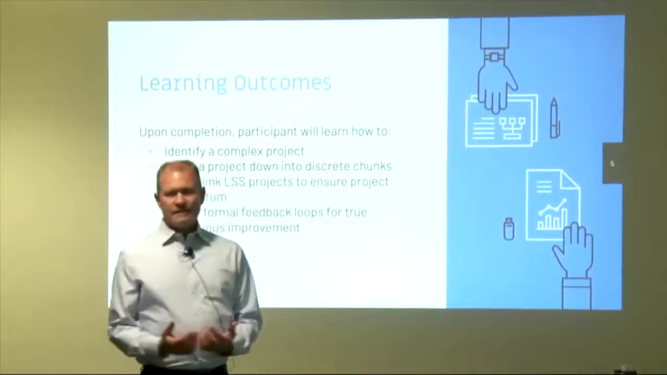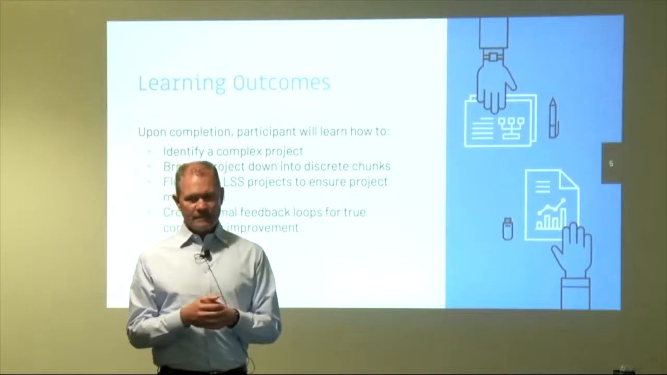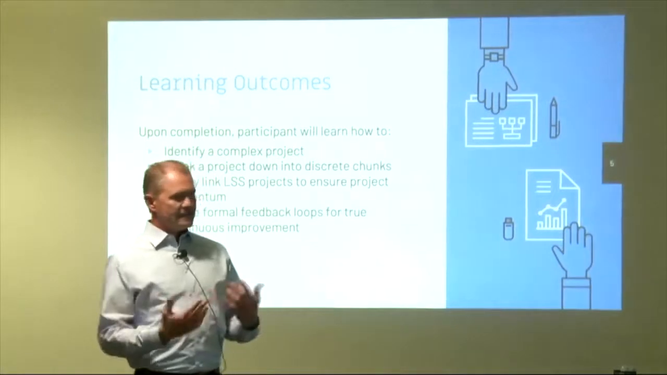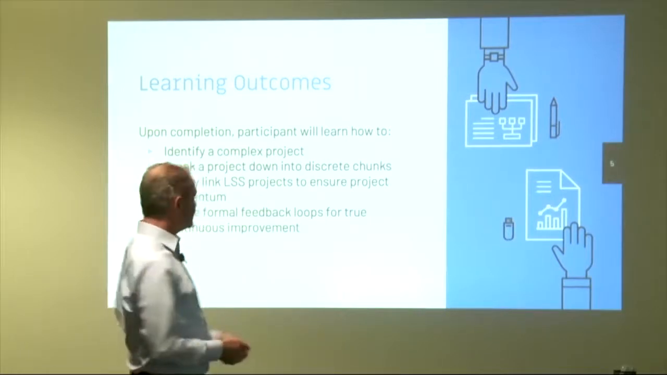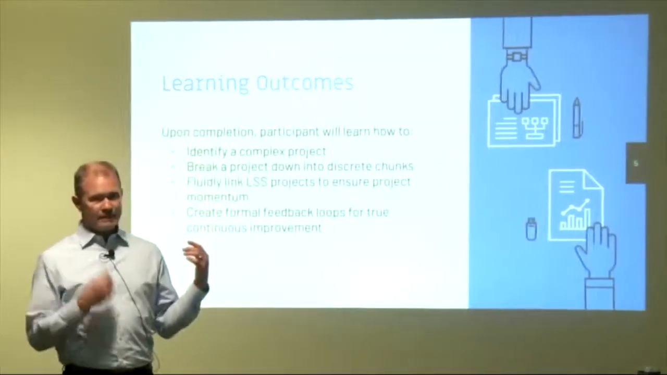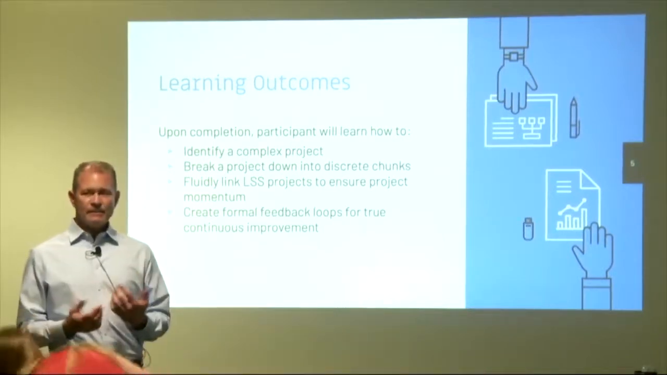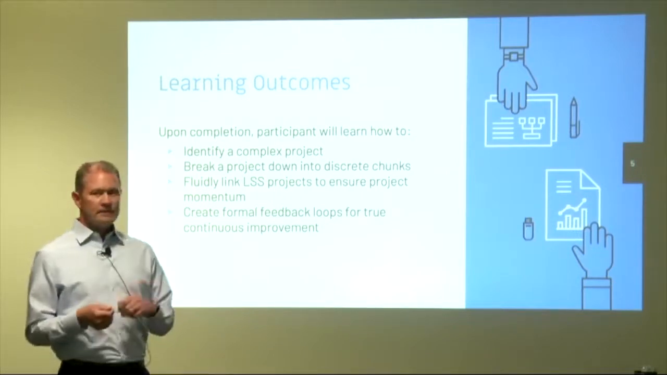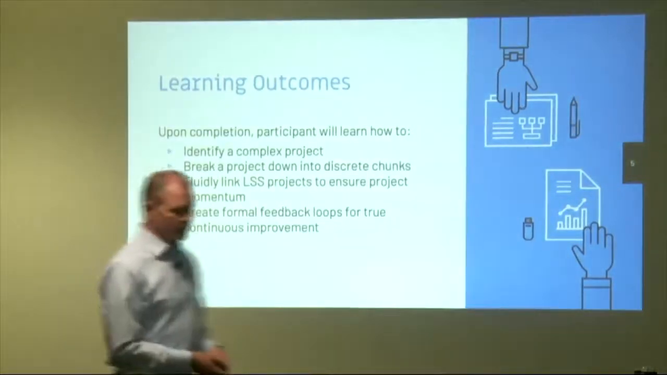A little bit about the project in general is it might seem like we're talking about big projects and breaking down big projects that might seem too big for a particular unit, but a lot of this is scalable. And so some of the tips and things along the way, I just think how that might apply to your office or to your unit. So the learning outcomes we're going to talk about today: identifying the project, what kind of things stick out for that, how to break it down into chunks. And we'll talk about some examples of where this fluidly linked together and create formal feedback loops for continuous improvement. And those feedback loops, what did that look like and how did we continue the improvement that we're working on?